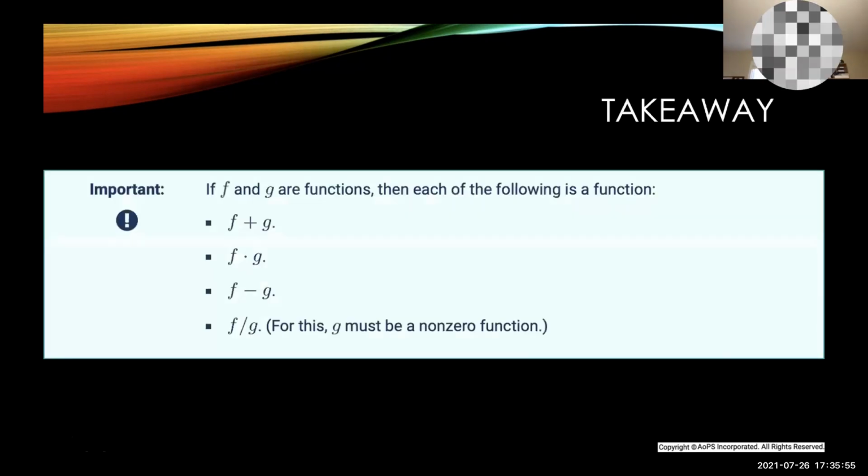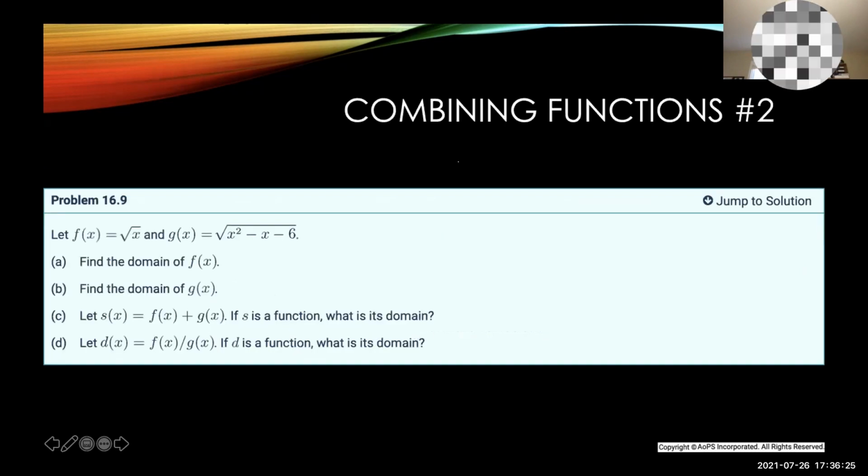And then the main takeaway from this problem is that if f and g are both functions, if you add them together, multiply them, or subtract them, they're always going to be functions. And if you divide them, they'll also be functions as long as the denominator does not equal 0. So that's a very important takeaway from this class, is that you can manipulate these, and they will always be functions, with the one exception being if you divide by g and g is 0.